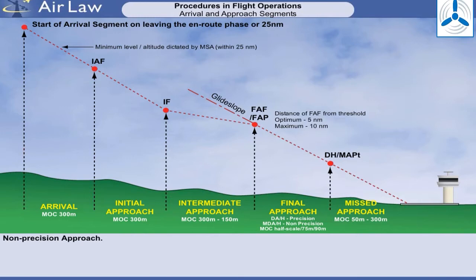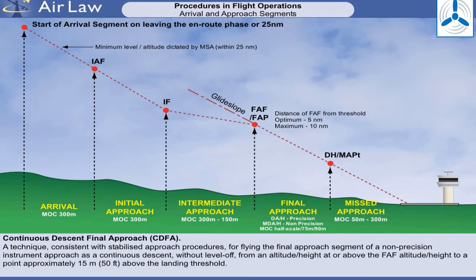In the absence of an FAF, descent to MDA or H is made once the aeroplane is established inbound on the final approach track. Descent to MDA or H may be made immediately, if there is no step down. However, particularly for large aeroplanes, a continuous descent final approach, CDFA, would be preferred. The CDFA treats a non-precision approach as if vertical guidance were available.